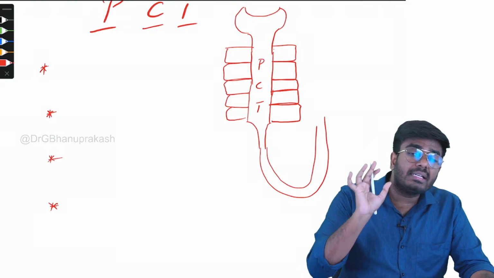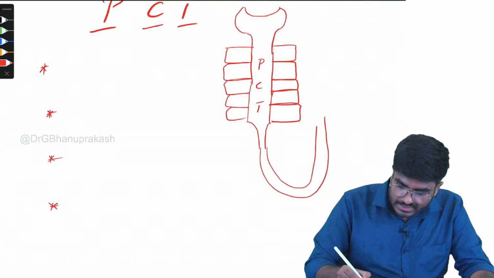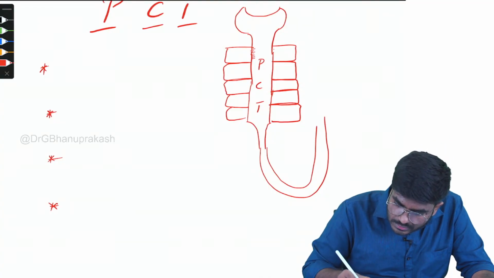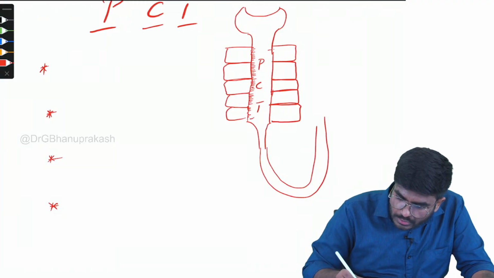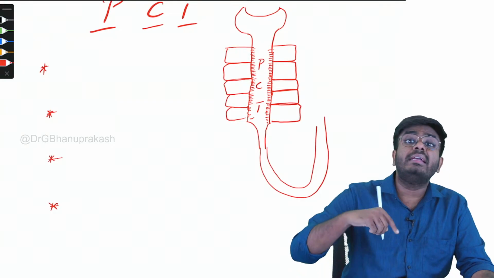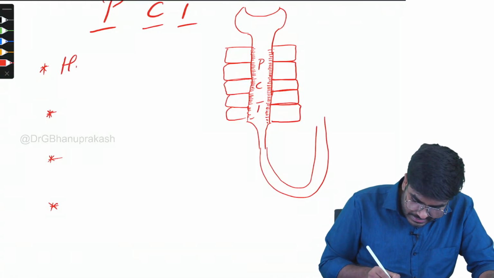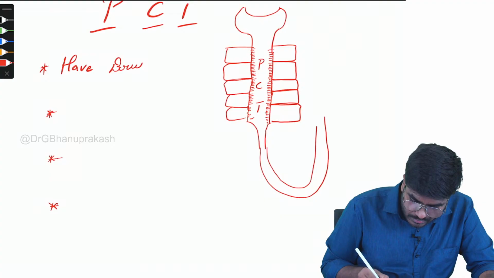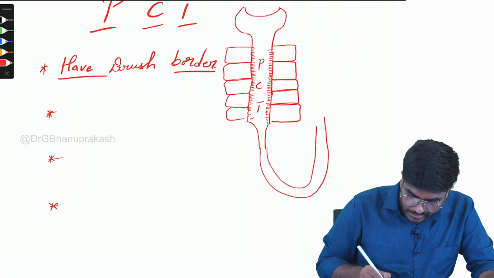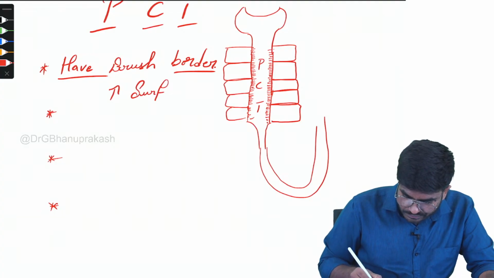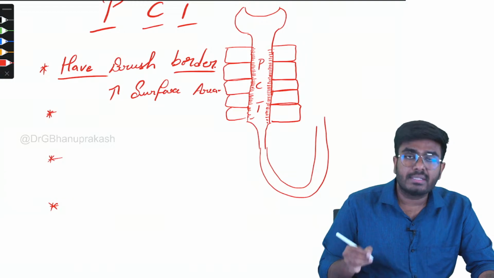Now, a characteristic feature of this proximal convoluted tubule is that these epithelial cells have a brush border. This brush border is not there in the other parts of the nephron. Proximal convoluted tubule is the one having this brush border. Now why does it have a brush border? It increases the surface area. So the PCT has a brush border.